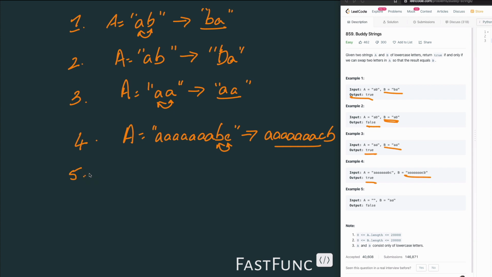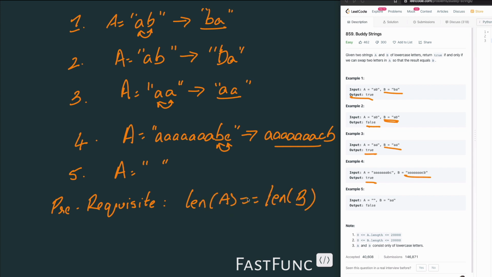Let's look at the fifth example. A is an empty string. So there's really nothing to do here, and no operations in A is going to equal the input B. So the answer here is false. A couple of things that we should realize immediately is that the prerequisite here is that the length of A should be equal to B to begin with. Because if the lengths were not equal, then there's no way that A is going to be equal to B despite any transformations you perform in A.